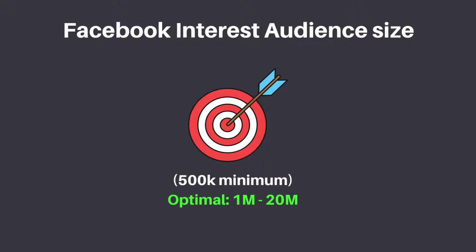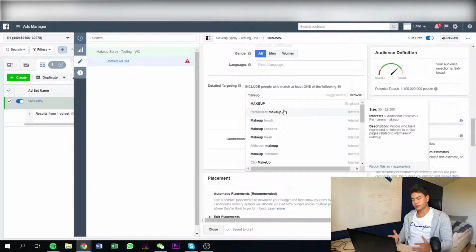I usually preferably like to stay above 1 million in audience size though. But above 500K you should be okay. I don't like to go any smaller than that because that's just not scalable. If you find it to work with a 100K audience, you can only scale it so far. So I like to stay above 500K.